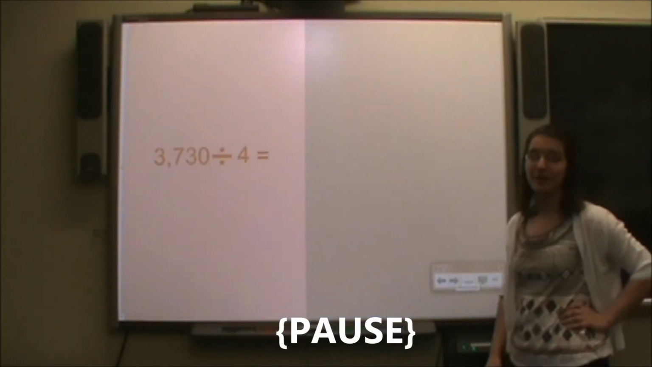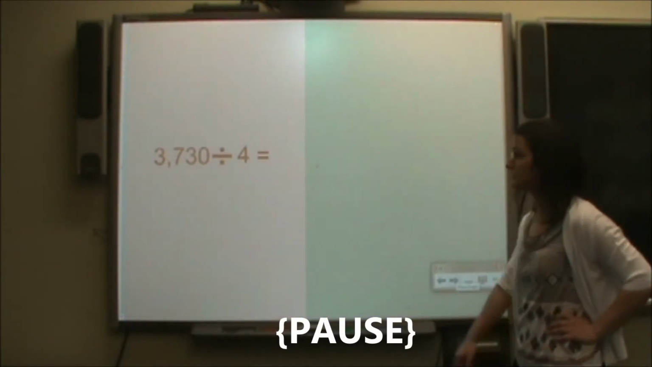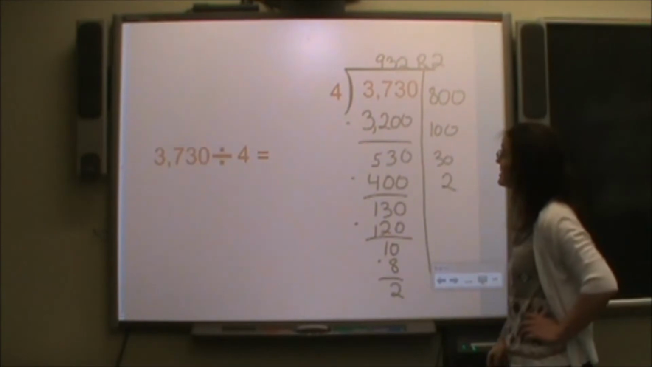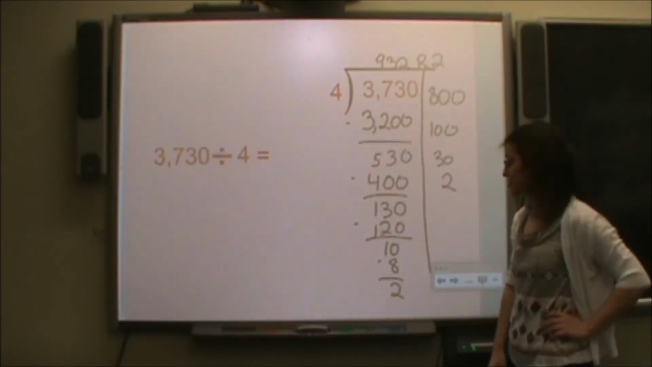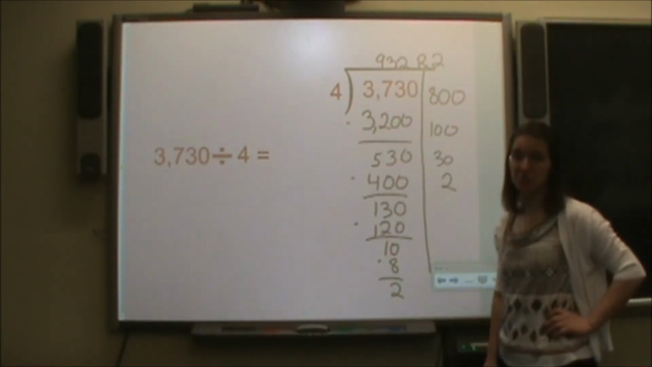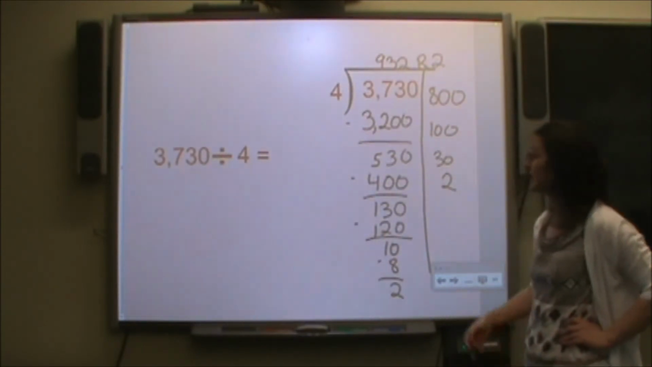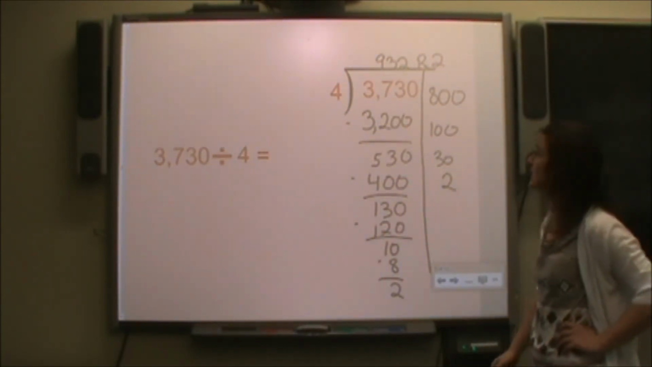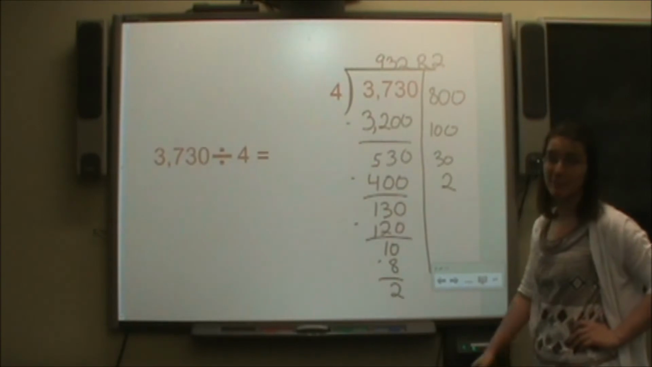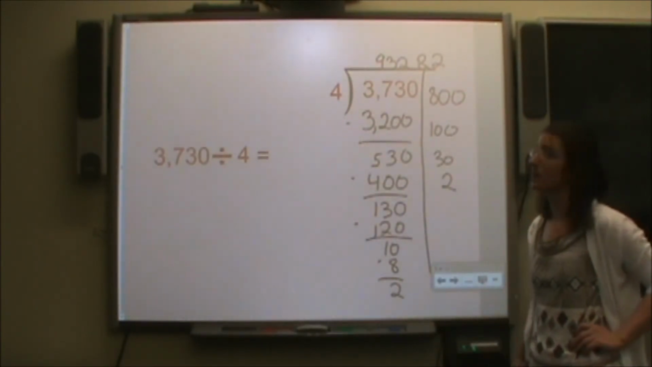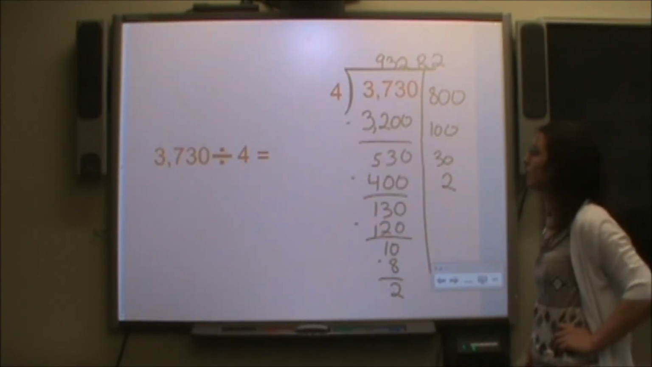We're going to try another one. Pause the video and solve this one now. The answer to this problem is 932, remainder 2, because you can't make another equal group of 4 when you only have 2 left. And again, I started with the hundreds, because I knew that it was going to take a very long time if I tried to take away groups of 10 or 10 groups of 4 at a time.